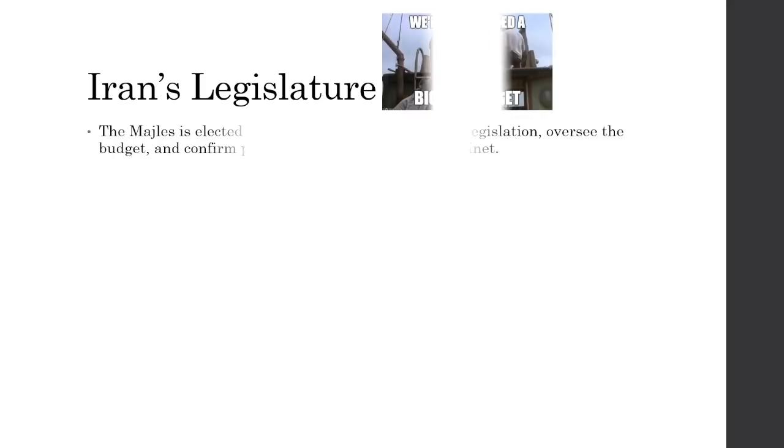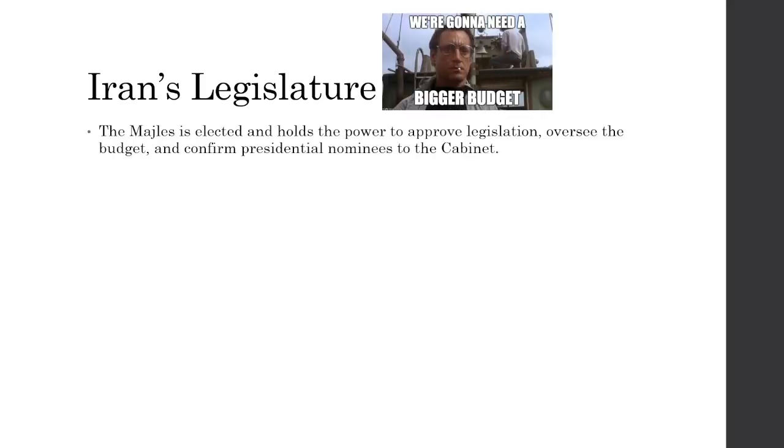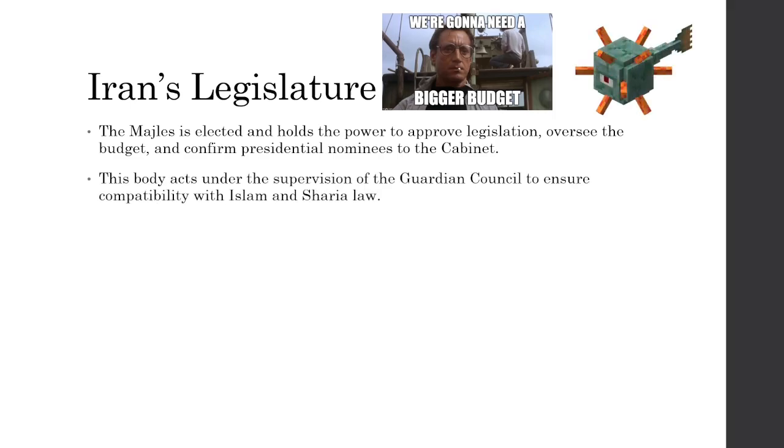Let's talk about Iran's legislator. So this is the Majles. They are elected by the people, not like in China, and they hold the power to approve legislation, oversee the budget, and confirm presidential nominees to the cabinet. So the president will pick people for the cabinet, and the legislator will approve them. So that's a system of checks and balances. This body acts under the system of the Guardian Council, more checks and balances, and the Guardian Council assures that any law that's being passed by the Majles is compatible and follows Islamic Sharia law.